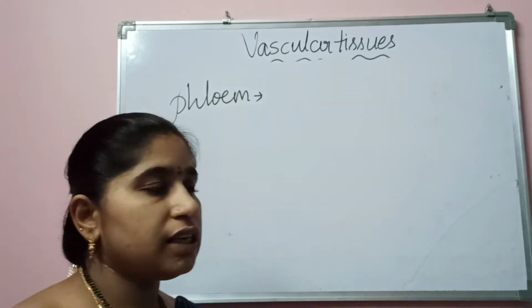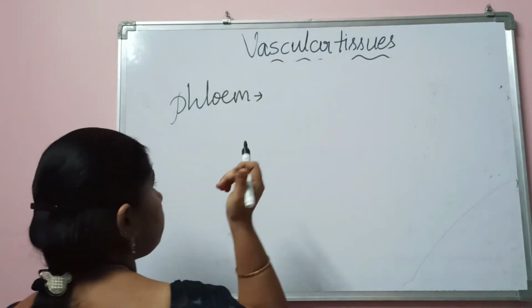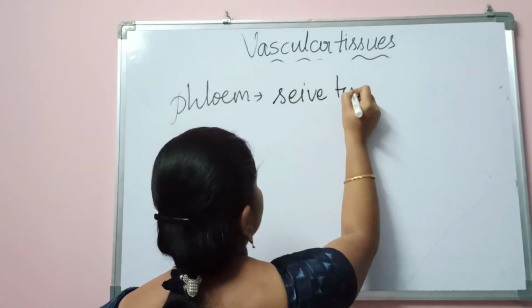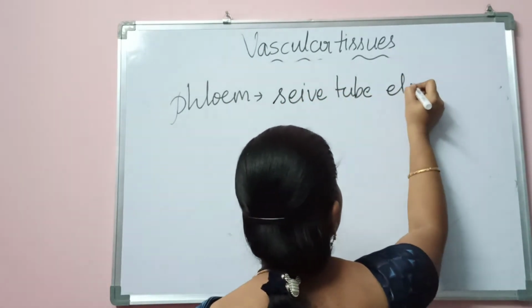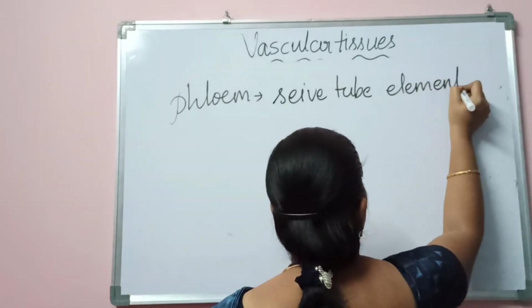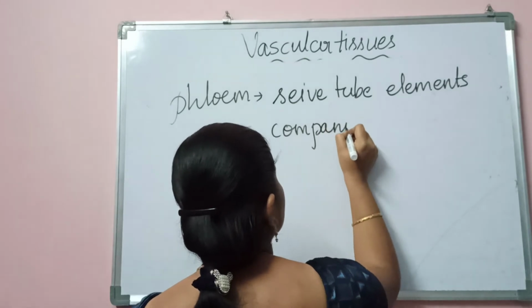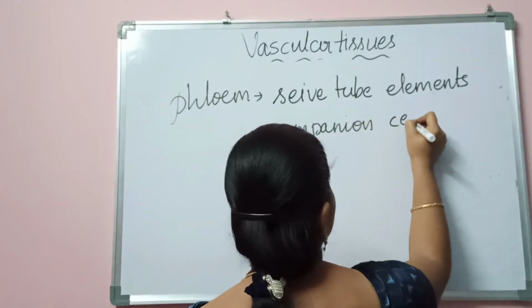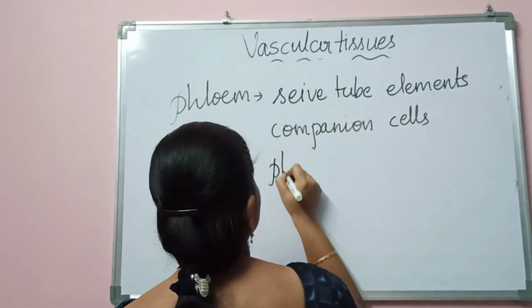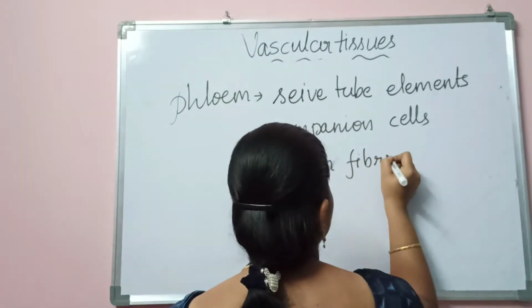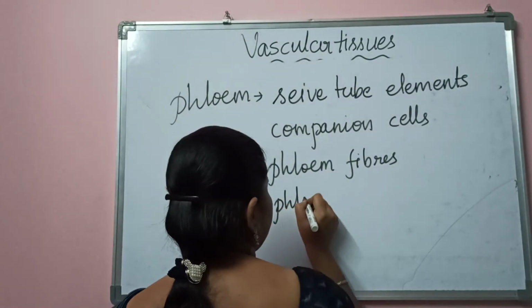So now in this phloem, if you see, phloem has sieve tube elements. Next, companion cells, phloem fibers, and phloem parenchyma.